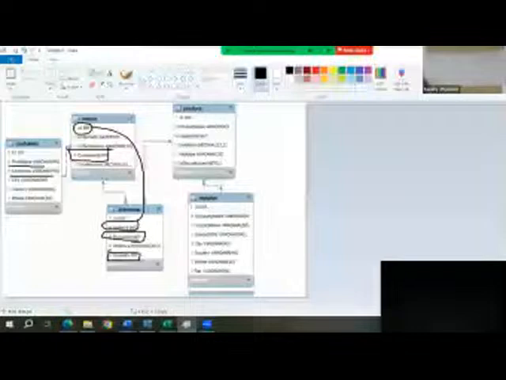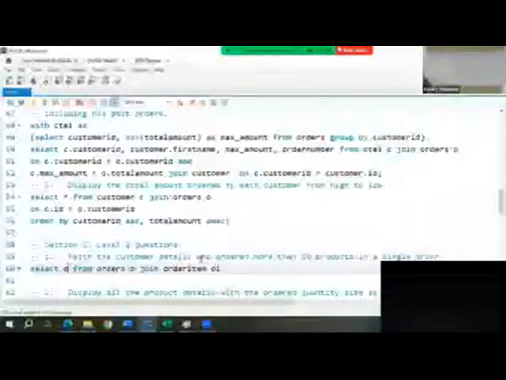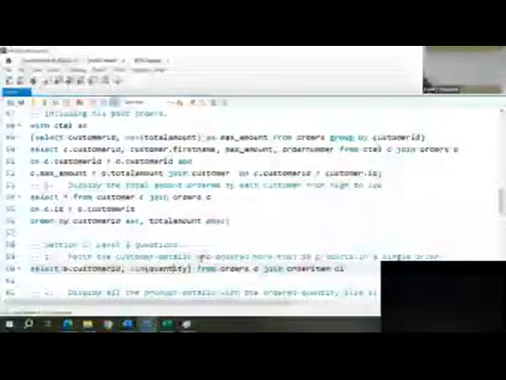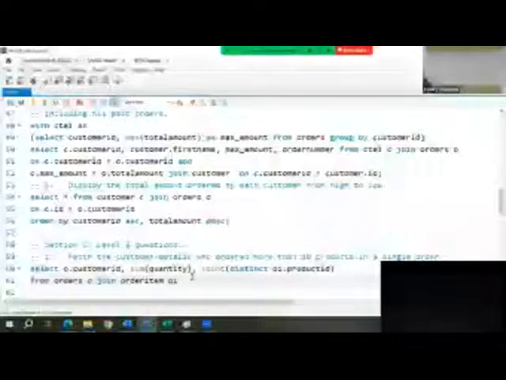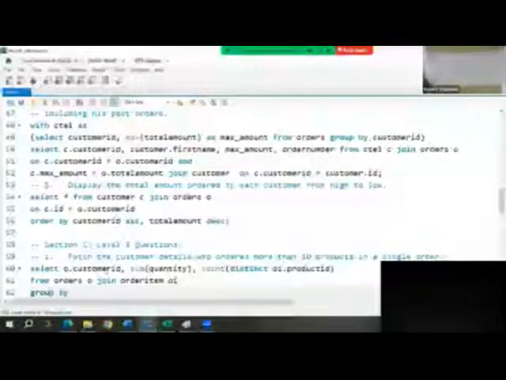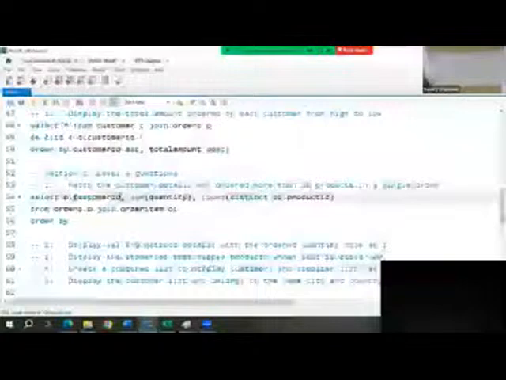So let's go for O dot customer ID, sum of quantity, not count of quantity, and count distinct of OI dot product ID, right? So let's try all this and let's see whether anything matches 10. Group by customer ID. That is all. Group by customer ID. Let's see.